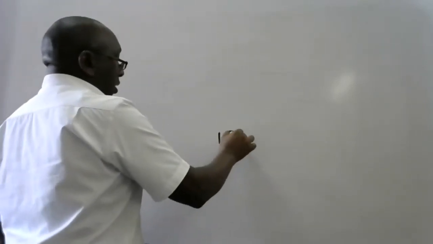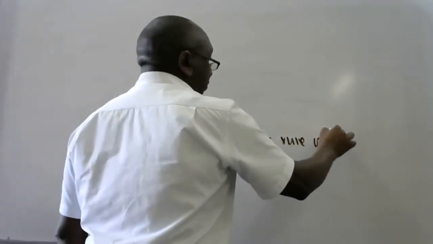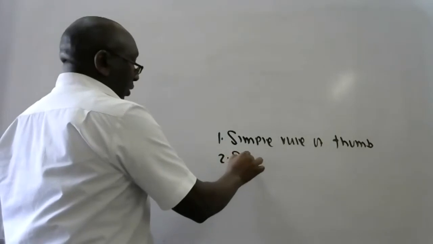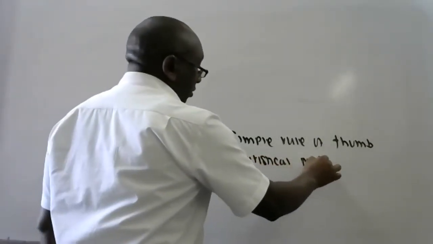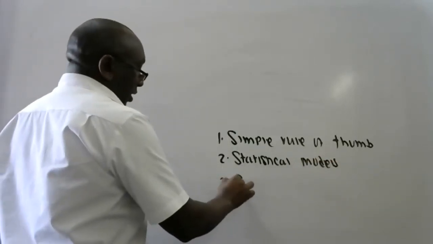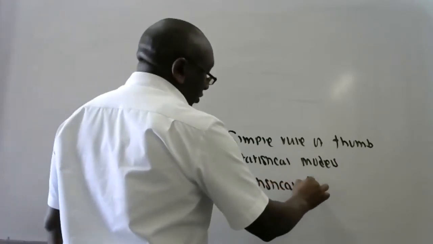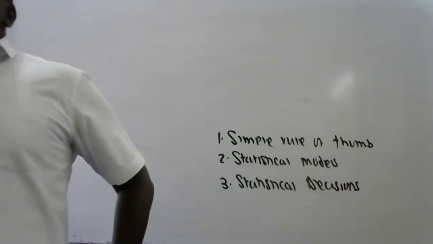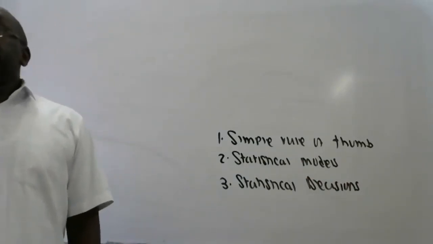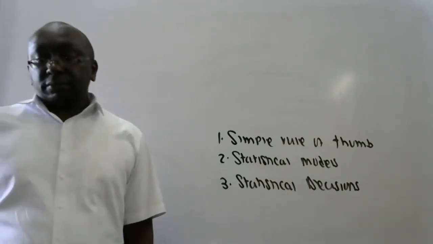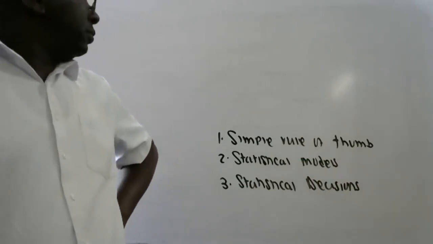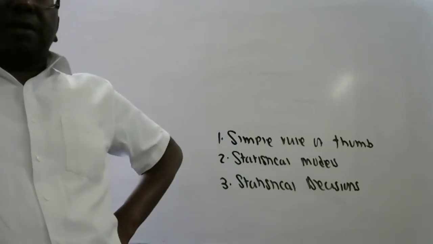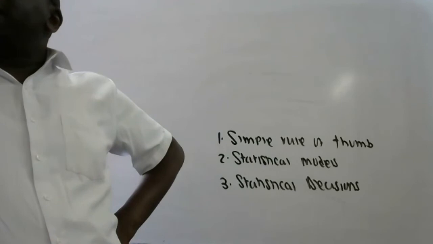Number one is called simple rule of thumb. Number two is called statistical models. And number three is called statistical precisions. So let's start with the first one, simple rule of thumb.